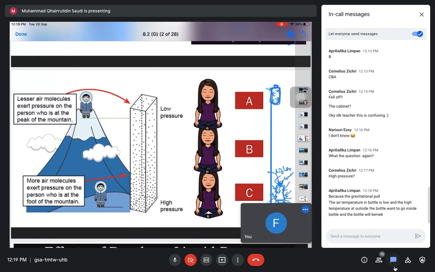Because the gravitational pull, the air temperature in the bottle is low and the high temperature outside the bottle wants to go inside and the bottle will cave in. Okay, Ocean's answer: because of the gravitational pull, the air temperature. I think you just need to change something. The air pressure, again, not air temperature. The air pressure in the bottle is lower than the pressure at the outside of the bottle. Pressure at the outside of the bottle is higher, so it wants to go inside of the bottle and the water will come out.